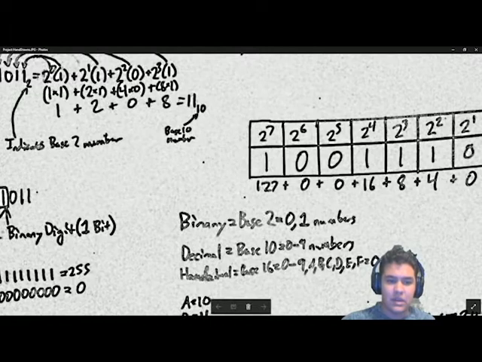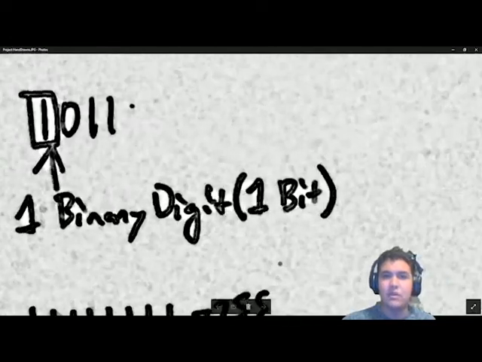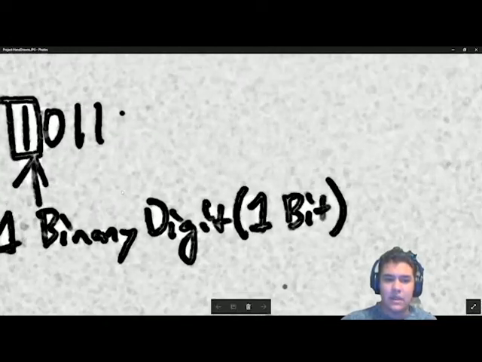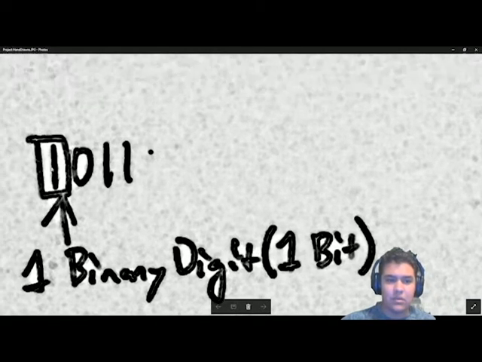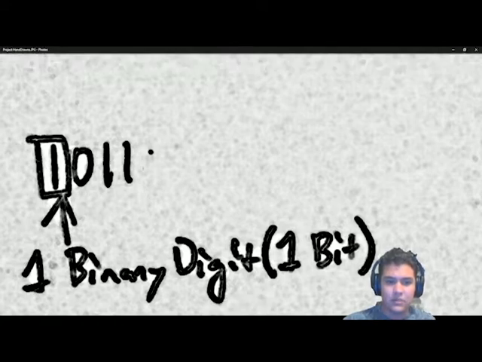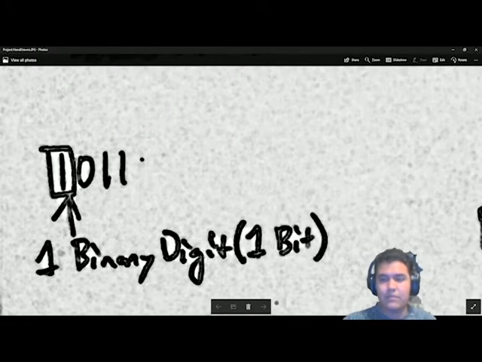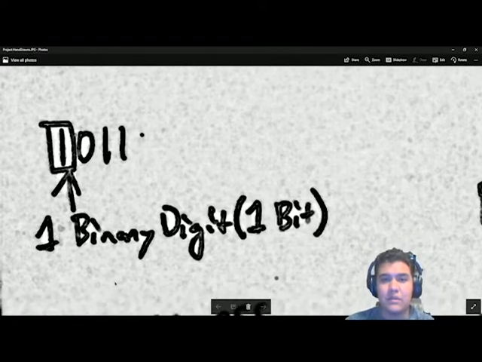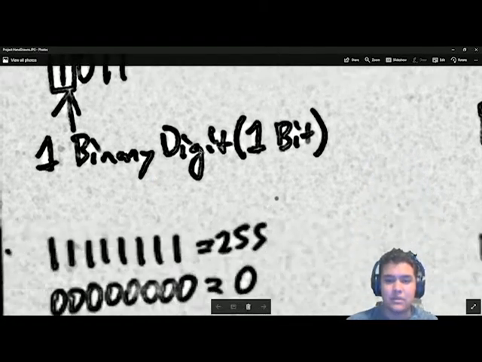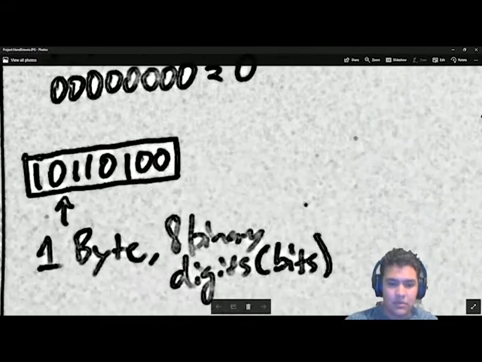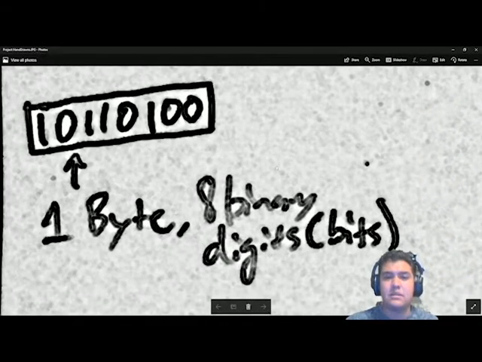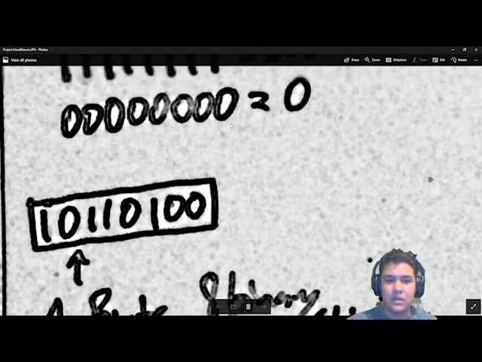So starting off with binary, the founding part of binary is 1 digit. 1 digit is called a bit, which is short for binary digit. So each of these is 1 bit. Now, you can have a binary number of any length, but for standards in computer science, we like to group them by 8. When they're grouped by 8, we have what's called 1 byte. 1 byte is made up of 8 binary digits, or 8 bits.